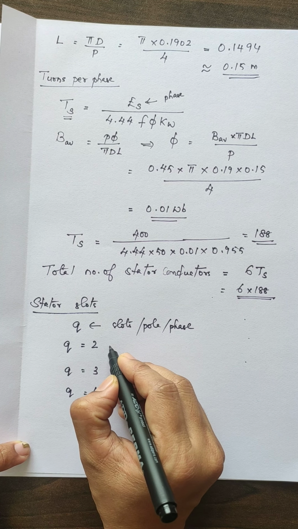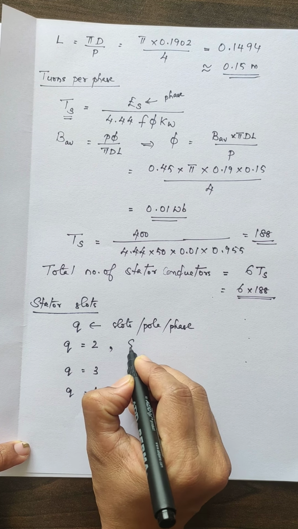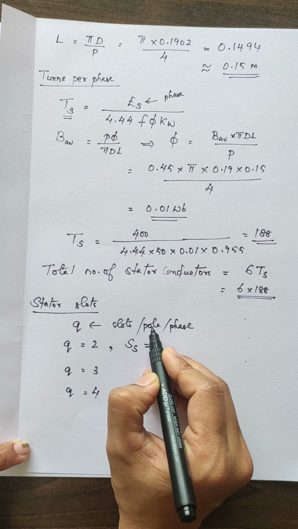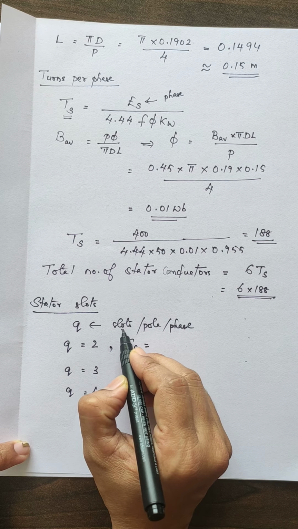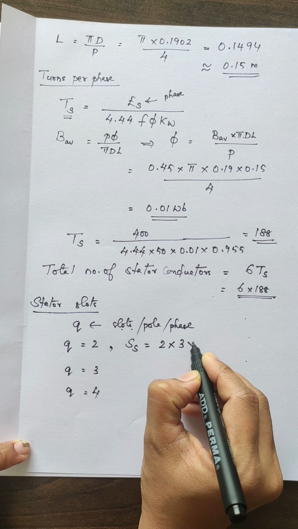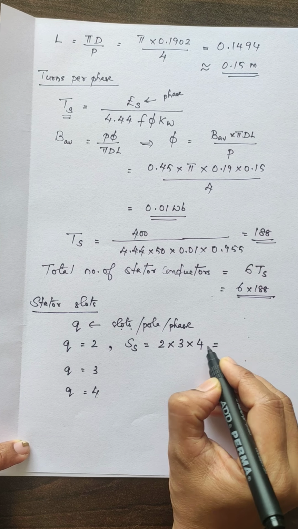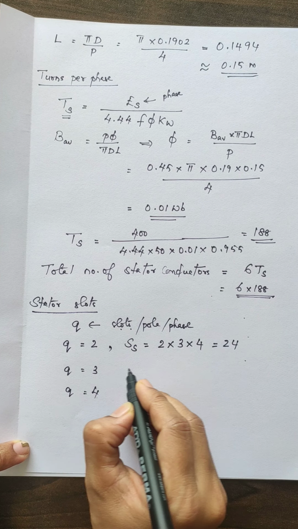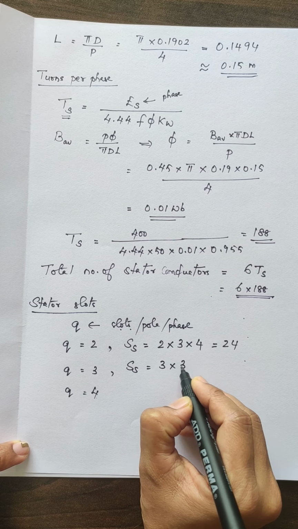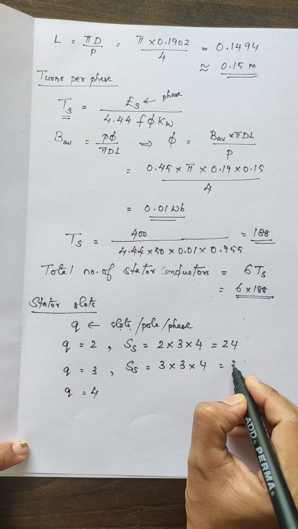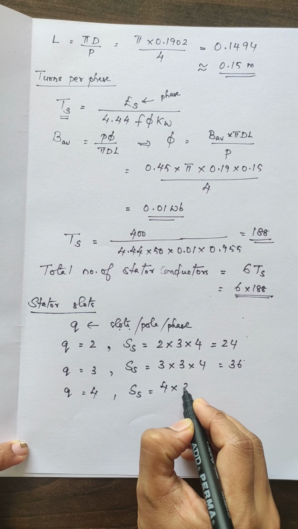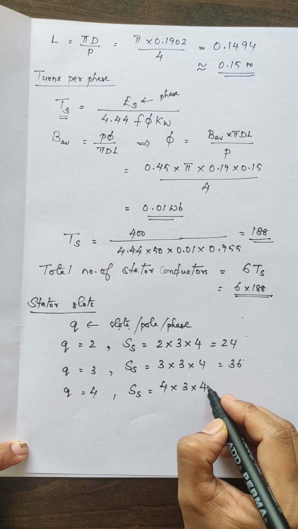If the slot pitch is within the limits, we can choose that corresponding value. So with Q equal to 2, we can calculate the total number of slots. Q is slots per pole per phase, so the total number of slots is equal to Q into number of phases into number of poles. So 24. Then corresponding to 3, the total number of slots is 3 into number of phases into number of poles, which is 36. Corresponding to 4, it is 4 into number of phases into number of poles.